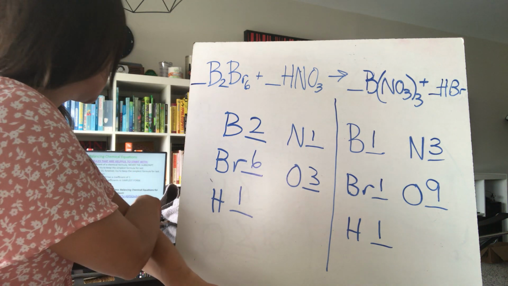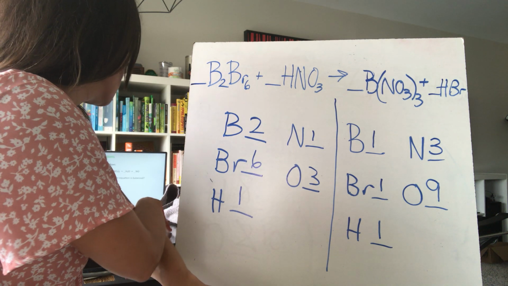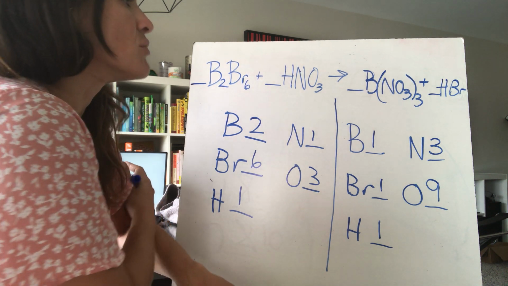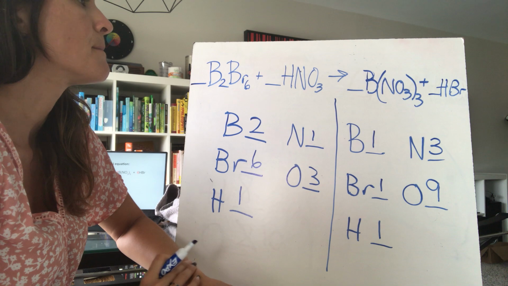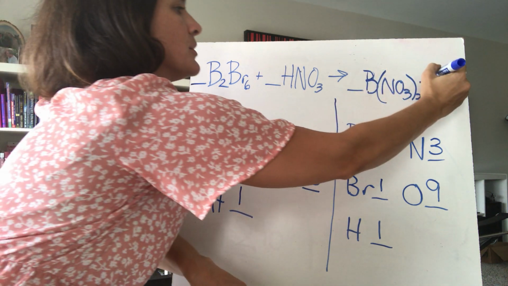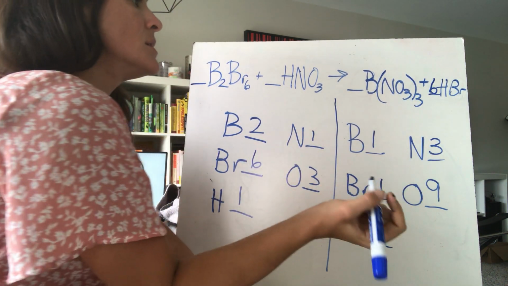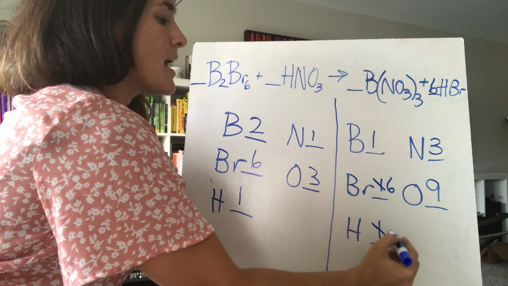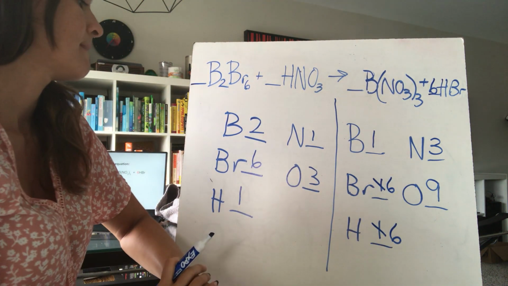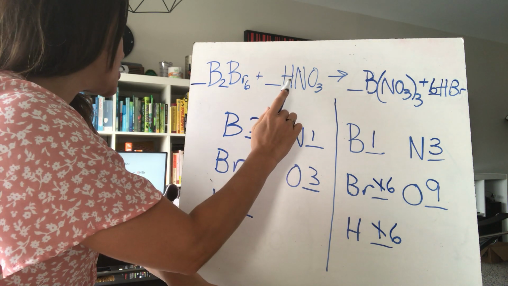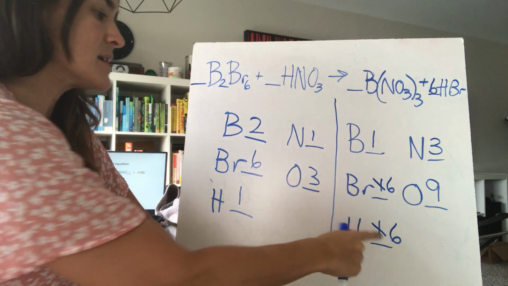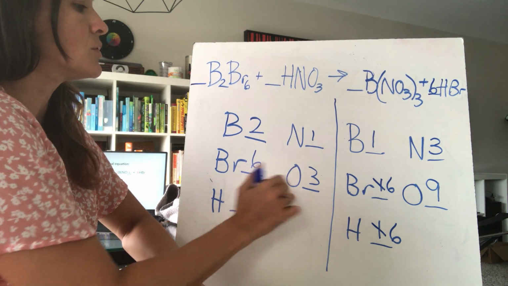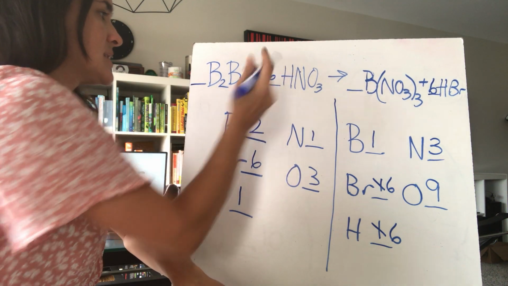So let's see what we can do here. We have 6 bromines on the reactant side. Is there a way for us to get 6 bromines on the product side? Yes, here. So by doing that though, I've changed bromine to 6 and hydrogen to 6. That would mean I would have to change the hydrogen over here as well, right? Because now I have a discrepancy between the hydrogens. So maybe I just go ahead and try to put a 6 here.